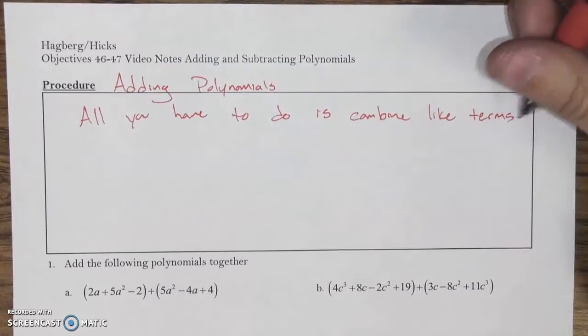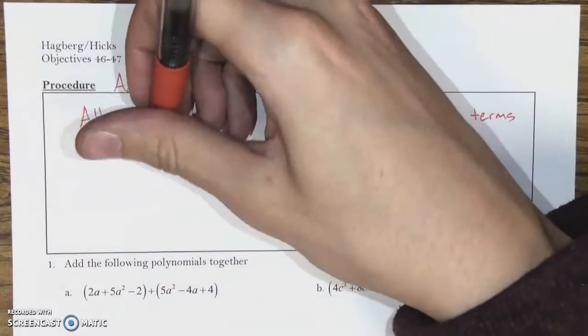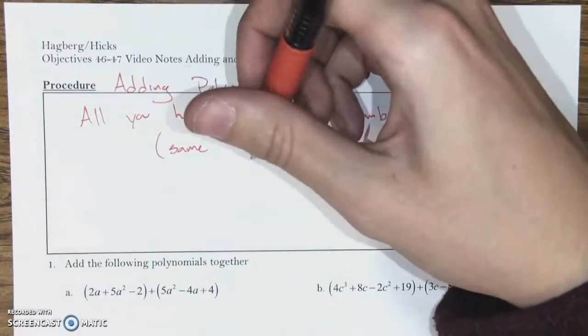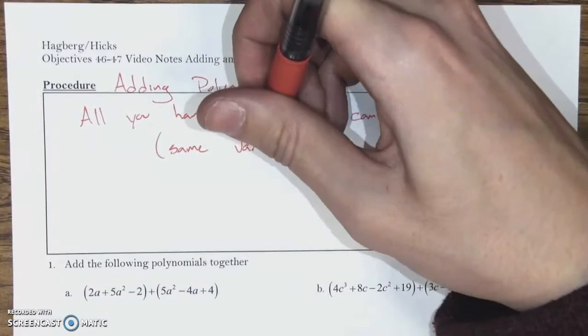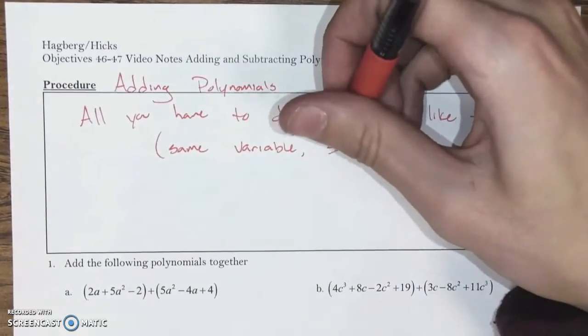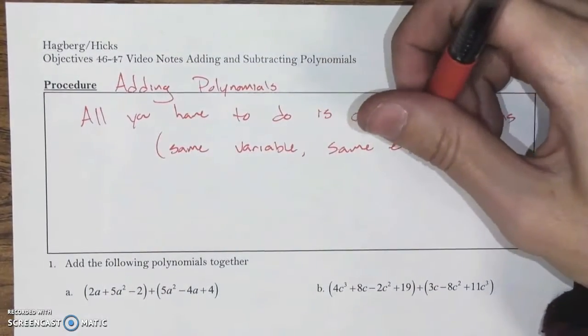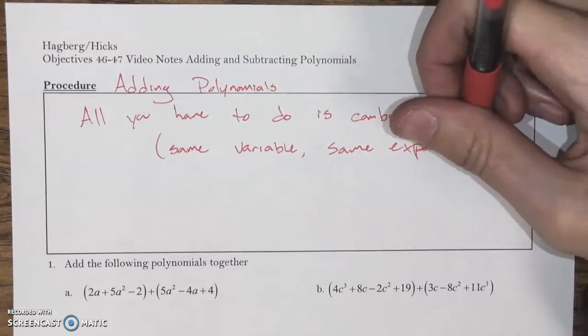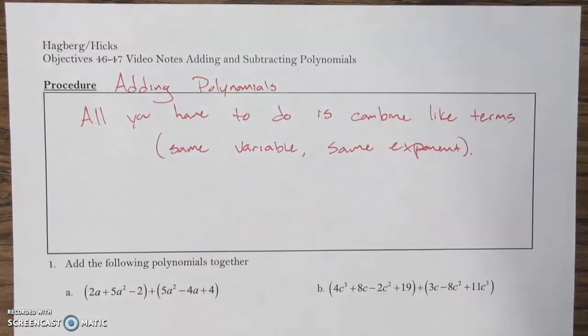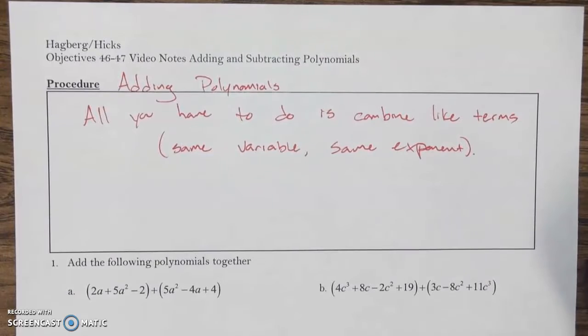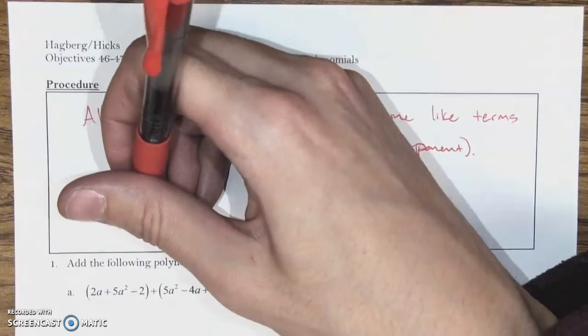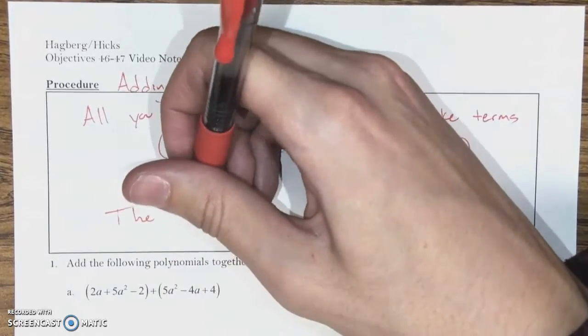So as a reminder, like terms have the same variable and the same exponent. A reminder, when we add like terms, when we combine like terms, the base of the exponent does not change. So that base does not change. We'll see a few examples of this when we practice.